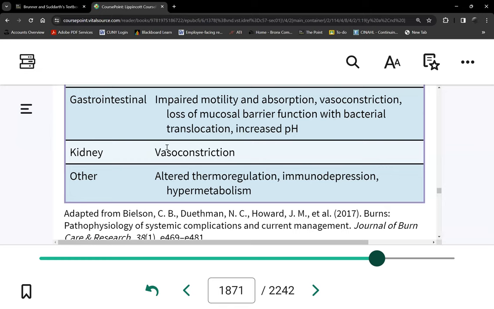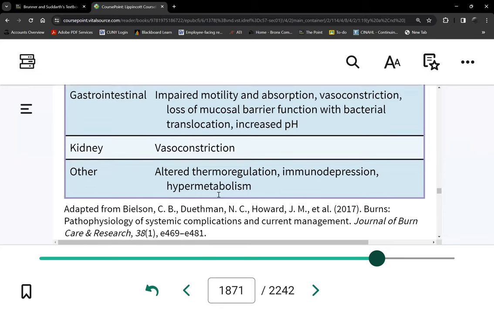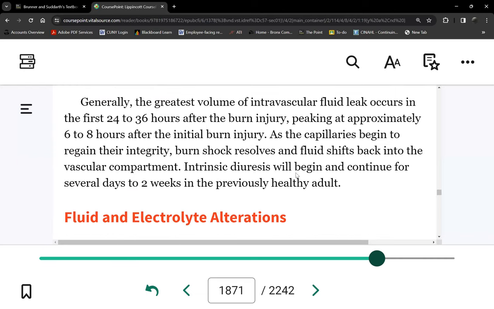But will this patient develop AKI as well? Yes. And shock as well. Yes. So we're only dealing with burns, okay, in this chapter. But you should know that the patient is in shock and is in AKI. Okay, so the capillary leaking will continue up to 36 hours after the burn injury.